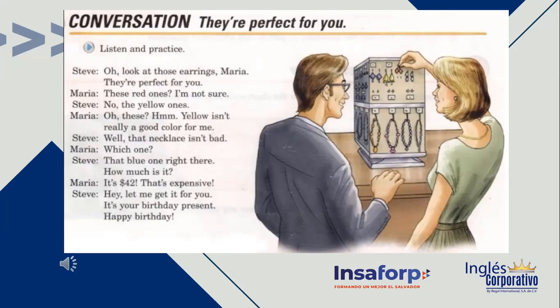Oh, look at those earrings, Maria. They're perfect for you. These red ones, I am sure. No, these yellow ones. Oh, this yellow is not really a good color for me. Well, that necklace isn't bad. Which one? That blue one right there. How much is it? It's $42. That's expensive. Hey, let me get it for you. It's your birthday present. Happy birthday.